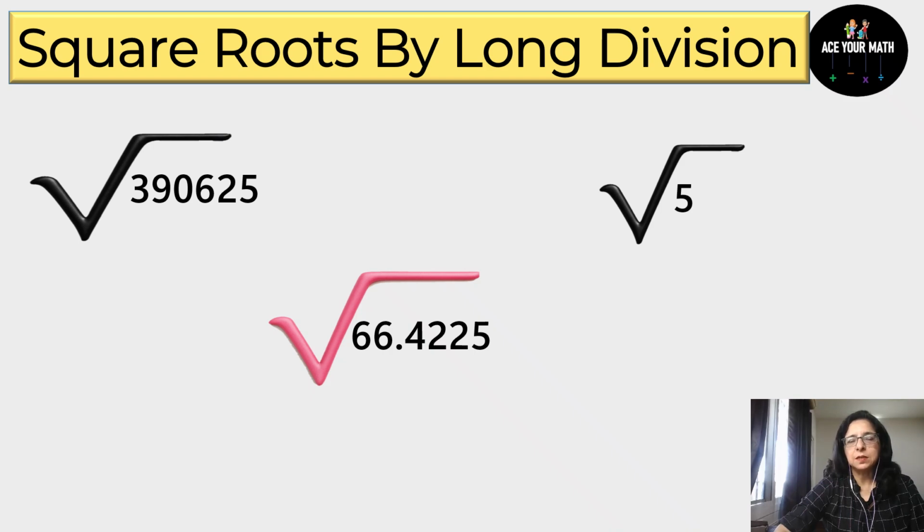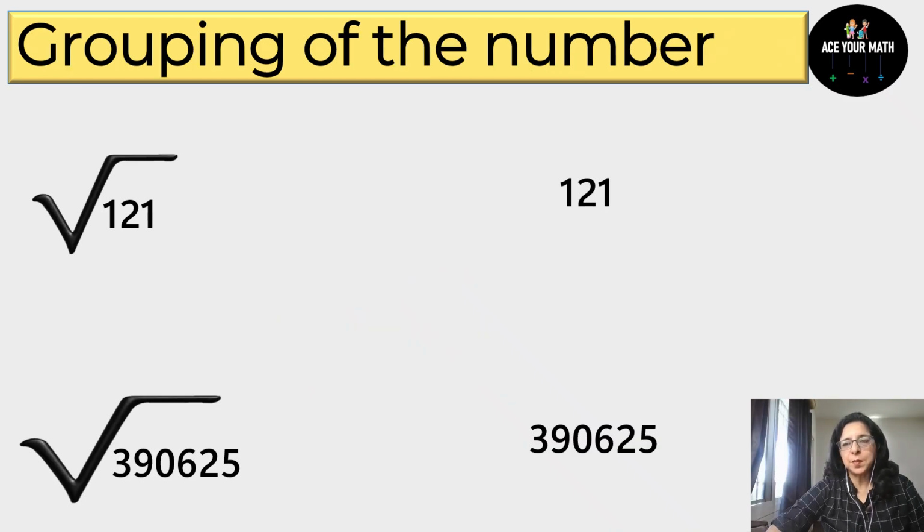Let's start. In the long division method, the first step is the grouping or pairing of the number. We'll take a few examples. Let's say you need to find the square root of 121. How will you do the grouping? You will start from the rightmost digit, which is 1, and take 2 digits at a time. So 21 forms one group. Since only one digit is left, 1 forms another group. So here we form two groups, 1 and 21. If there are two groups, then your answer will also come in 2 digits. I will tell you that later also.